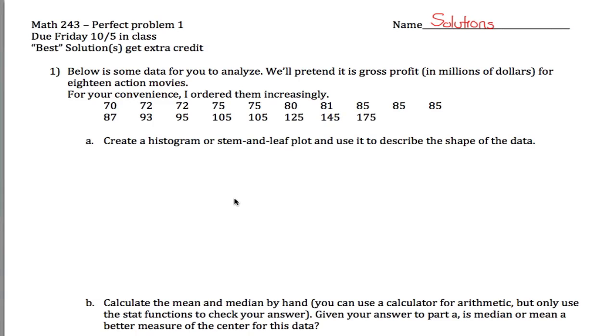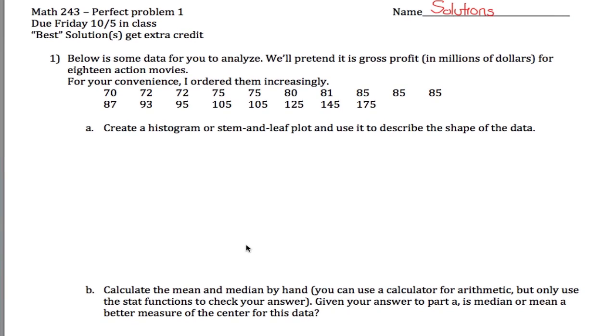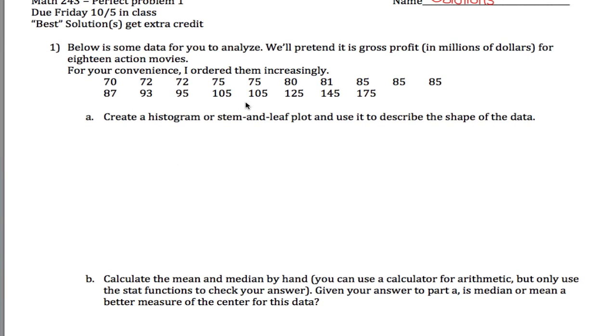All right, here is perfect problem 1 for Math 243. In this first problem, we're given some data and asked to analyze it. The first thing to do is to make a visual representation of it. I said you can make a histogram or a stem and leaf plot. Maybe I'll make a stem and leaf plot here. That seems a little bit easier.